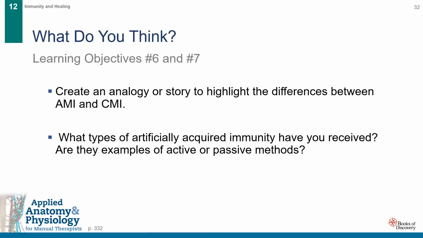Time now for our third What Do You Think segment. Create an analogy or story to highlight the differences between AMI and CMI. What types of artificially acquired immunity have you received? Are they examples of active or passive methods?